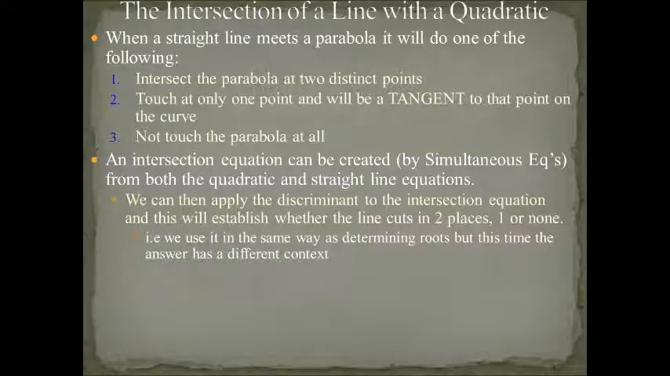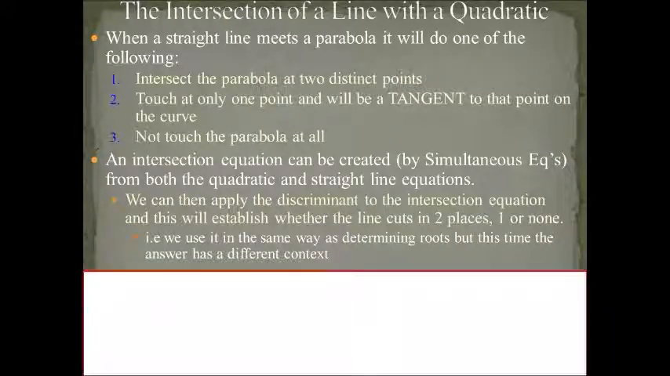So we use it in the same way as determining roots, but this time the answer is in a different context. The discriminant will tell us whether the intersection equation has roots, but those roots are actually the solution to the question: does the straight line intersect the quadratic? If there are no roots, then the intersection equation is saying that the straight line and quadratic don't intersect. If the intersection equation discriminant comes out equal to 0, it's saying the straight line and quadratic are intersecting at one place only, which therefore makes the straight line a tangent. And if b squared minus 4ac is greater than 0 for the intersection equation, it's telling us that we have 2 points of contact.